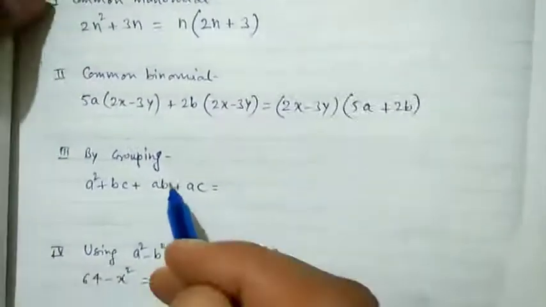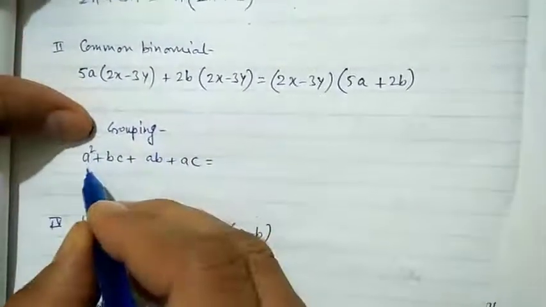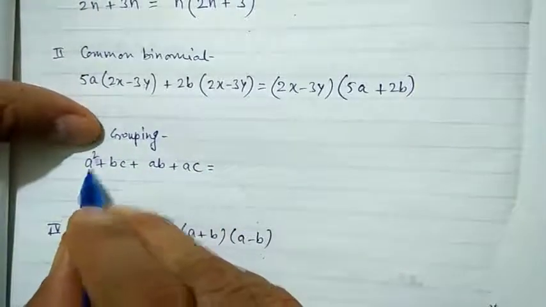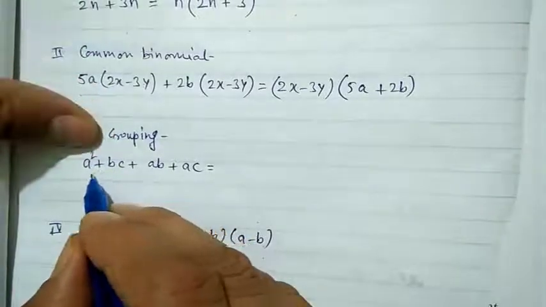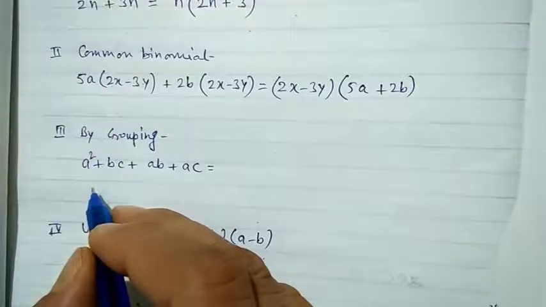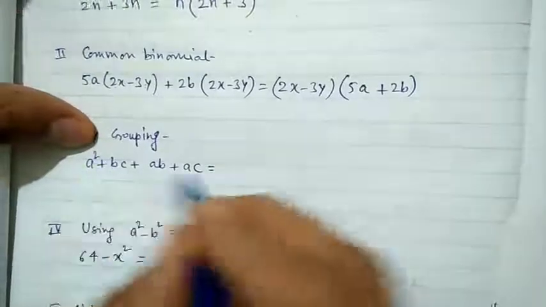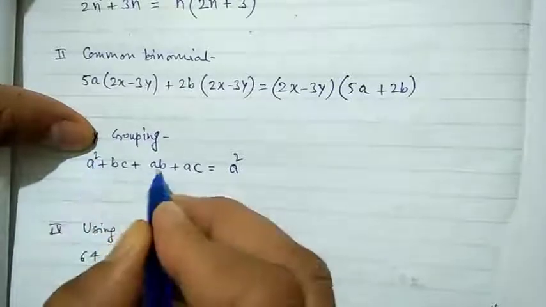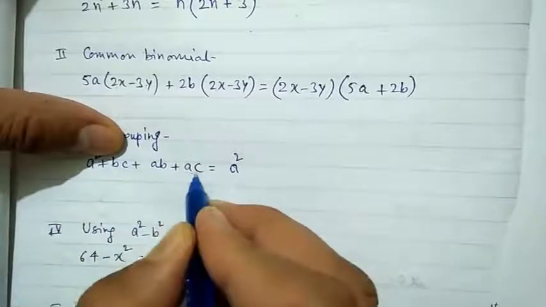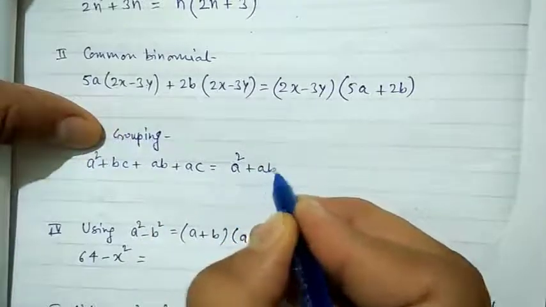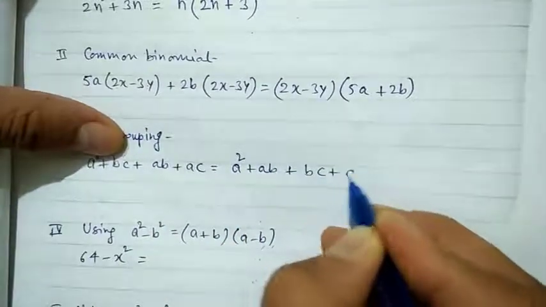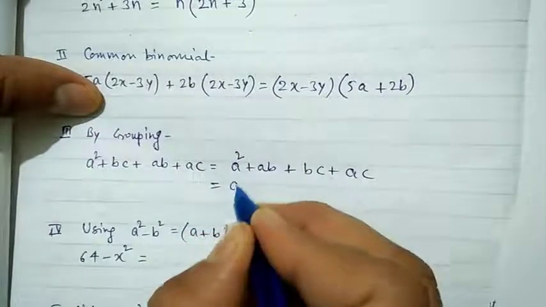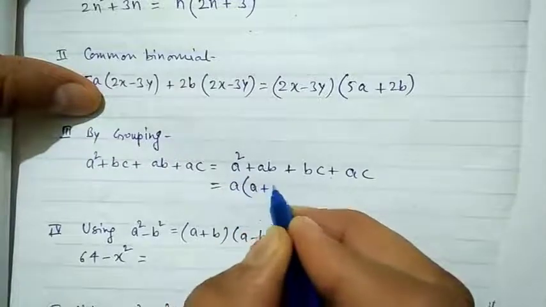Now by grouping. The third example is by grouping. a square plus bc plus ab plus ac equals. So here in a square and bc, nothing is common. So what should we do in this case? We take groups like this: a square and ab, because in a square and ab, a is common, and in bc and ac, c will be common. So a square plus ab plus bc plus ac. First we'll write this in this form, then take a common from here. So a is common, so what is left? a plus, and from here it is b.